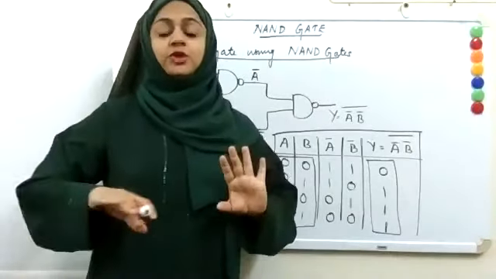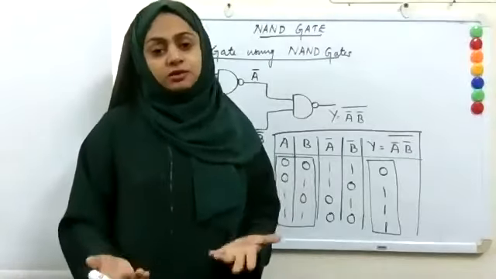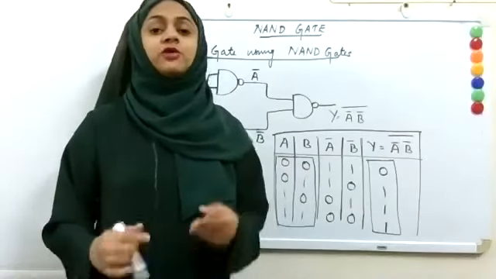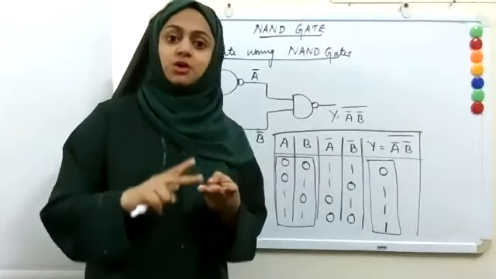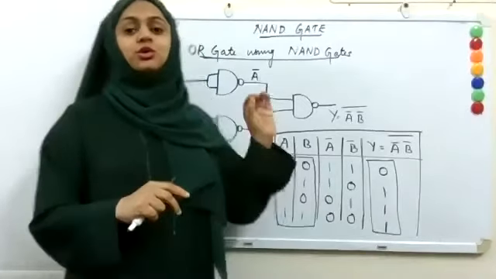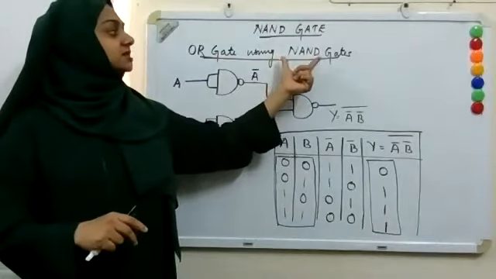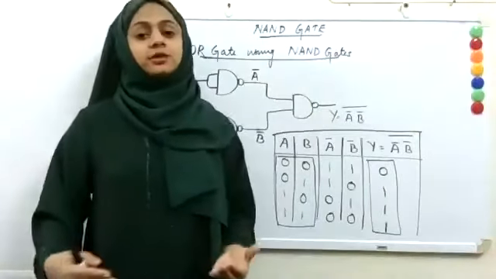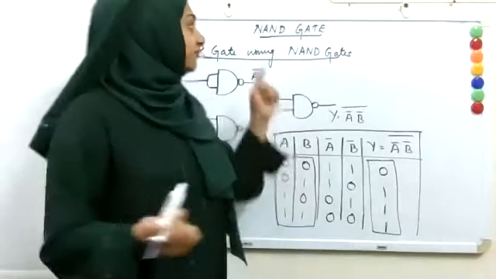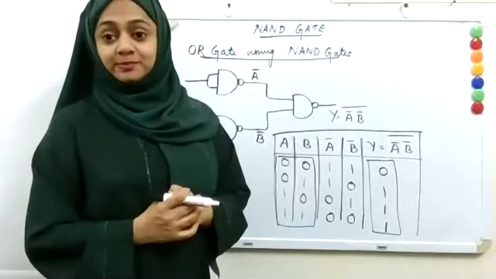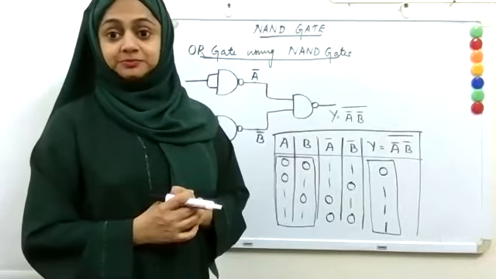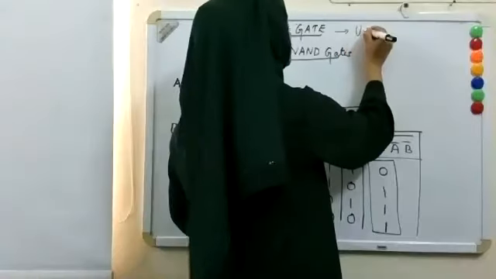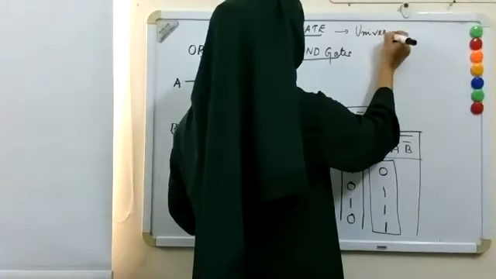Now, we know that all other gates like NOR gate, XOR gate, XNOR gate are all combinations of these three basic gates, that is AND, OR and NOT. So with NAND gates, using only NAND gates, we can reproduce all the logics. Therefore, the NAND gate is called the universal gate.